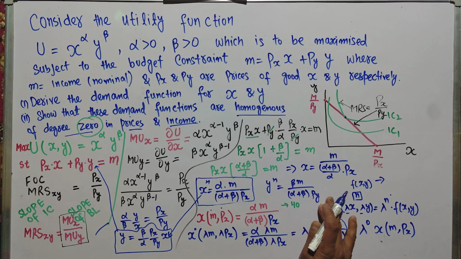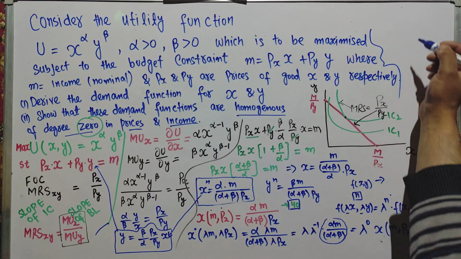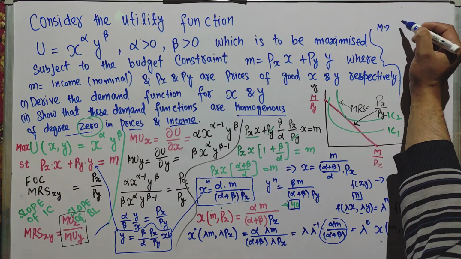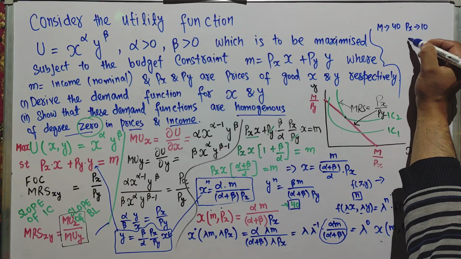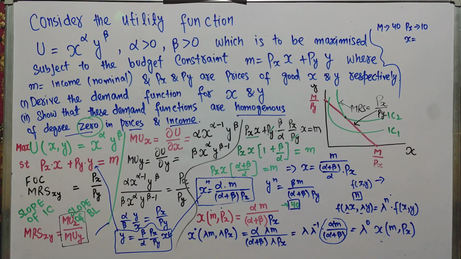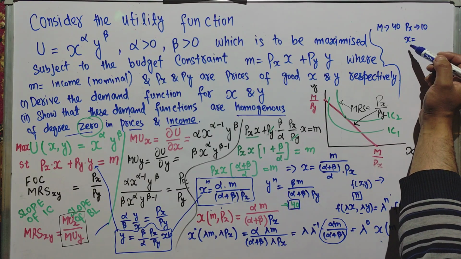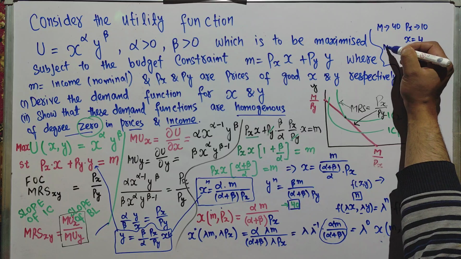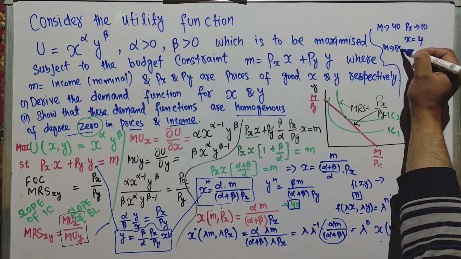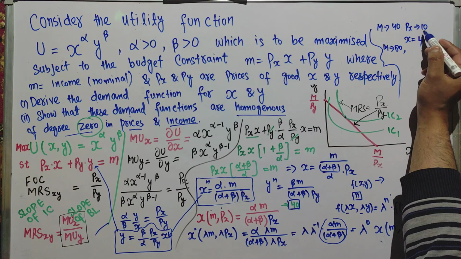Let me write it here. Let us suppose initially the income of the consumer is $40, price of good x is, let us say 10, and he was consuming 40 divided by 10, which is equal to 4 units. Okay, now let us double the income of the consumer from 40 to 80 and double the price of good x from 10 to 20.